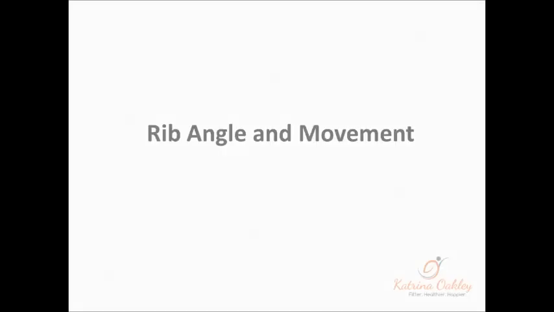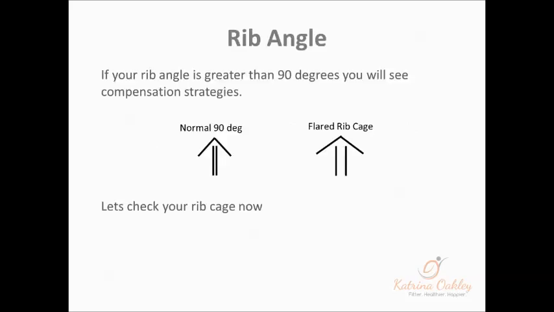All right, so today we're going to start getting into some more of the nitty gritty and getting some exercises done to help you with your breathing. We're going to mainly be looking at our rib angle and our rib movement today, or our rib mobility. So, our rib angle. A normal rib angle is about 90 degrees if you were to trace your ribs down.